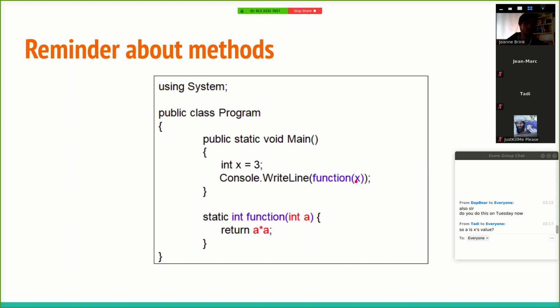So you could give it 3 here, 4, 5. You can change the value of x all you like. Or you can use another variable if you like. As long as it's an integer, a will just take on that value. But we'll see in more detail how that works.